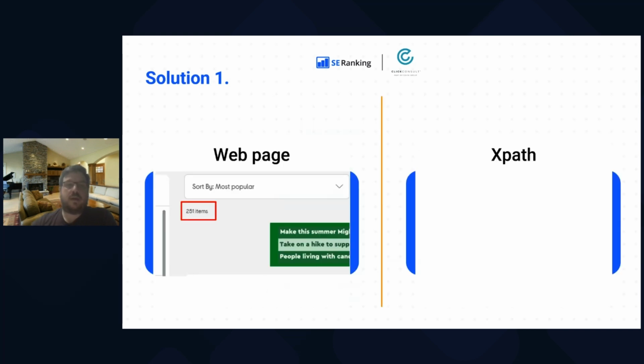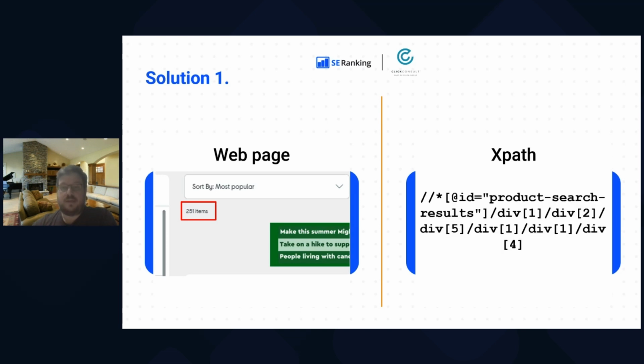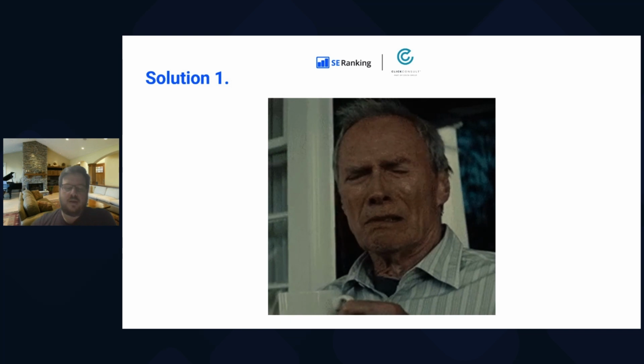So here's a random example of a web page that I did this for. This one was curious.co.uk. And this is the example of the XPath. Now, to break down what this means, this is the fourth div tag within the first div tag, within the first div tag, within the fifth div tag, within the second div tag, within the first div tag, within anything with an ID of product search results. And it's just horrible.